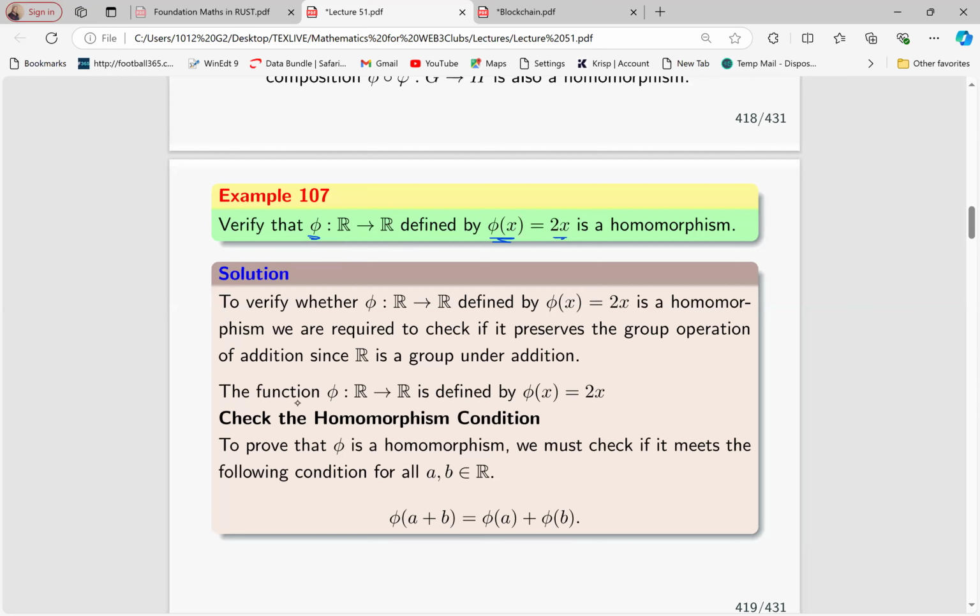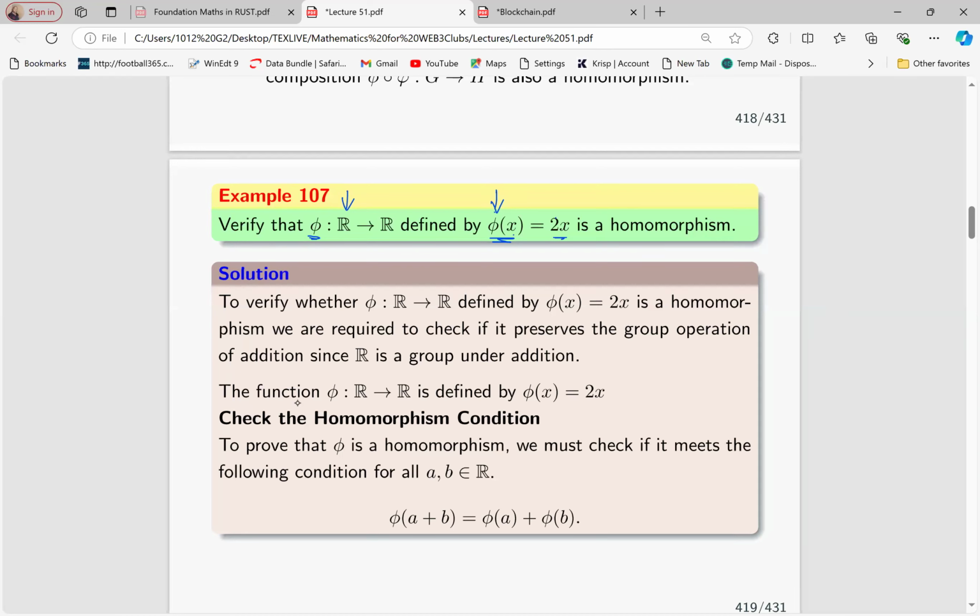So they have given us the definition of phi. They're telling us that if phi maps an element in this group, that element will be mapped to 2 multiplied by the element. It will be mapped to twice the element. Let me just show you an example. Supposing I'm mapping this real number 2, this real number 2 should be mapped to its double. So it should map to 4.